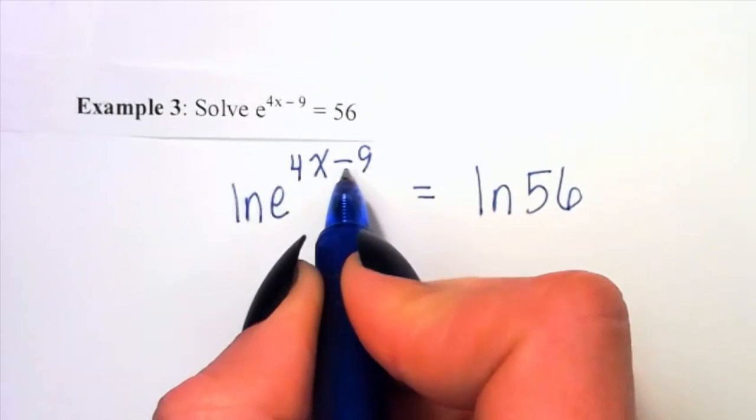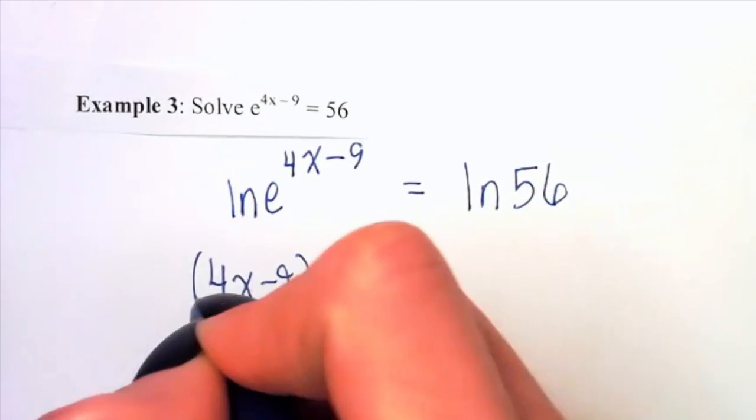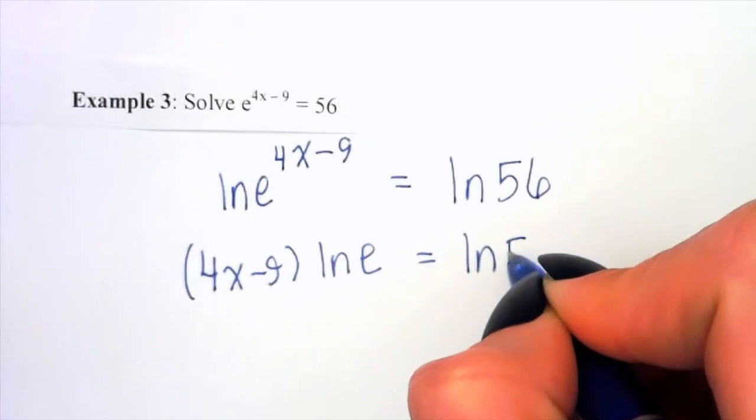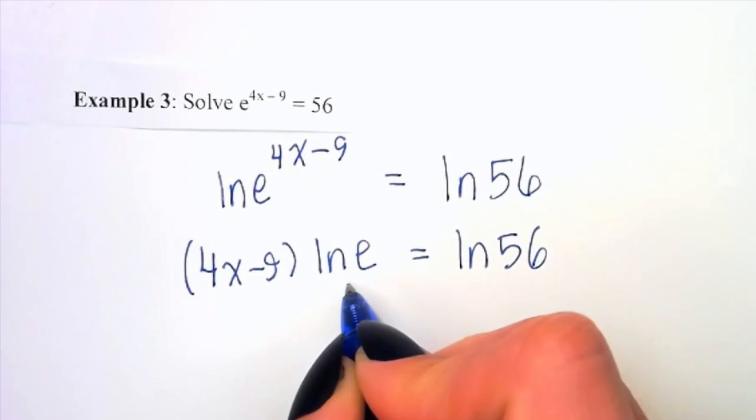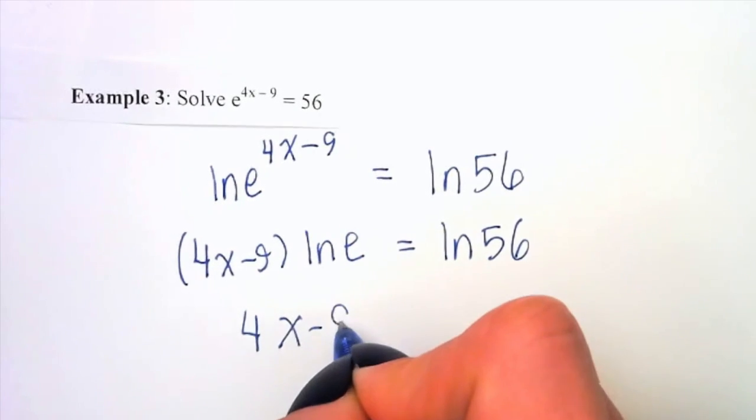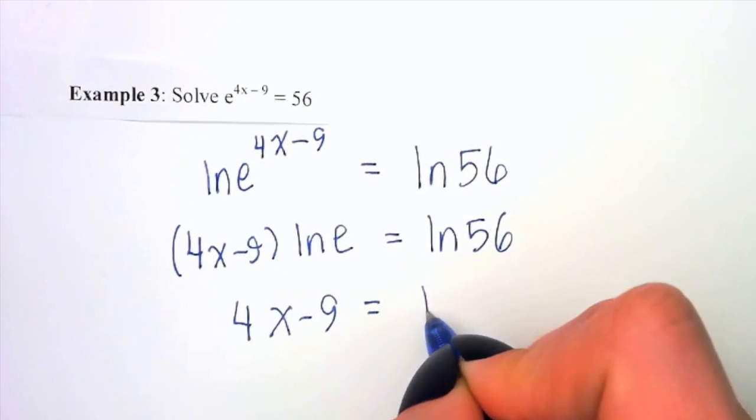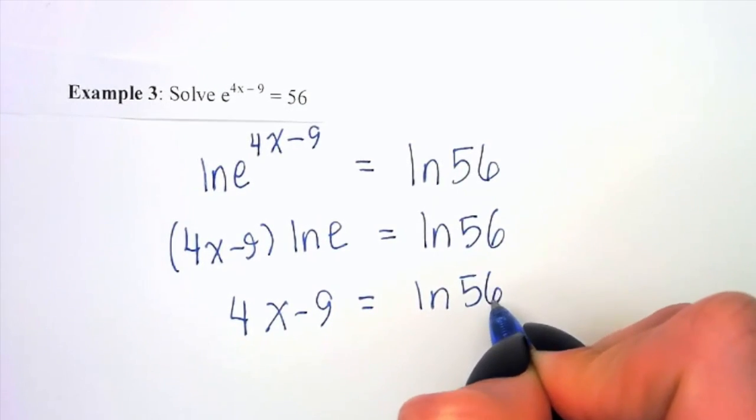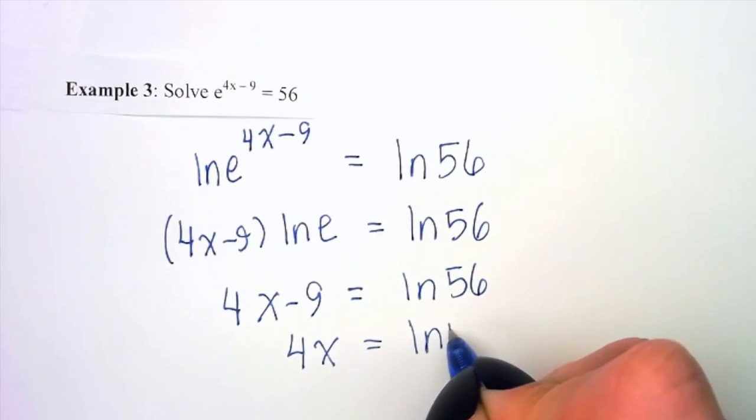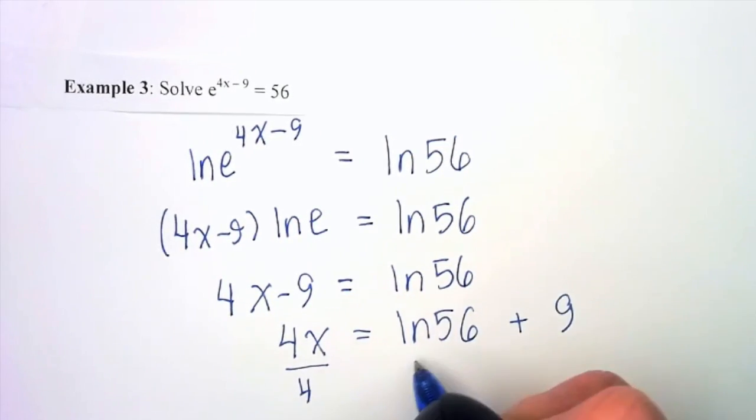Power property lets us bring the 4x minus 9 out front. The ln of e is really saying e to what power is e. What does that equal? That is 1, so we don't even have to write anything down. 4x minus 9 is equal to the natural log of 56. Add 9. And divide by 4.